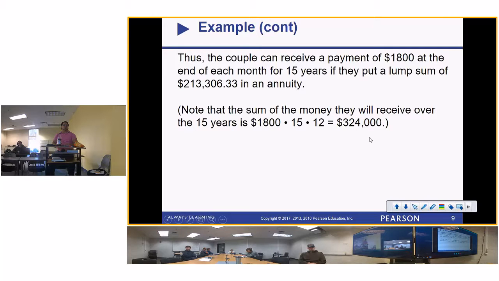Y'all do the math. Now, this is the same thing when you're talking about a car payment. Some of y'all go out and say, I'm going to buy this car for $25,000. You put it on payments, and how much do you end up paying for that $25,000 car? $50,000.